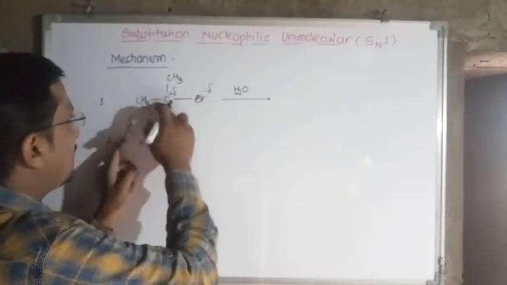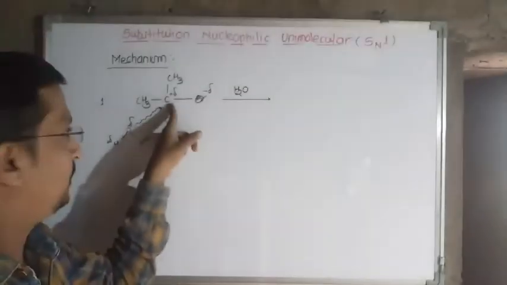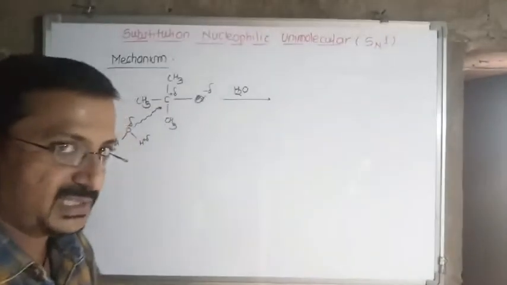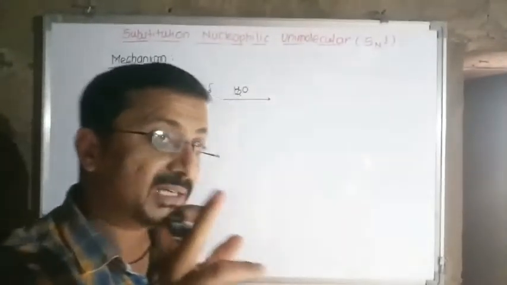So there must be attraction between the oxygen of water and the electrophilic center of carbon. Attraction is there, but at the same time water does not approach that central partially positively charged carbon. Why?